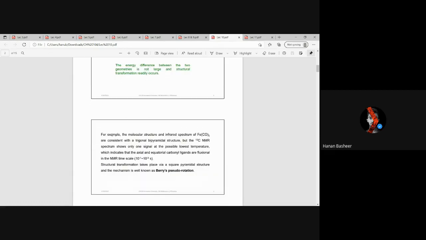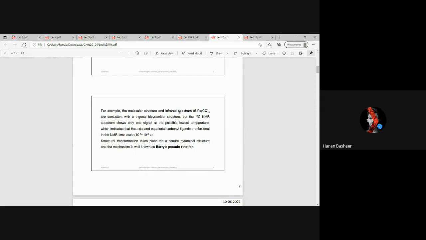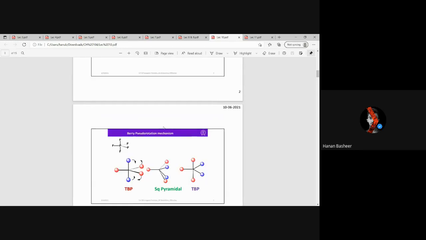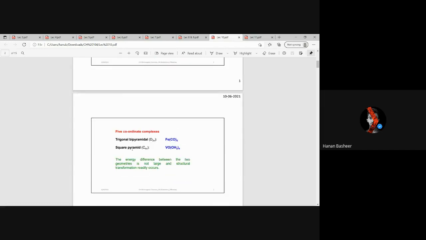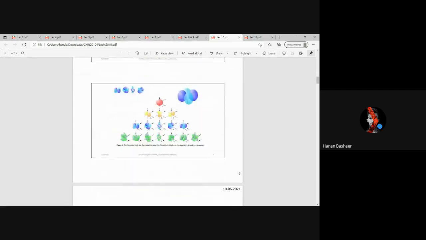Five coordinate complexes, for example Fe(CO)5, which has trigonal bipyramidal shape, whereas square pyramidal will have VO(OH) whole twice 4. The molecular structure and infrared spectrum of Fe(CO)5 show that it is consistent with trigonal bipyramidal, but in many cases different structures are observed at different temperatures, because the trigonal bipyramidal and square pyramid have similar energies, so they can convert between each other.